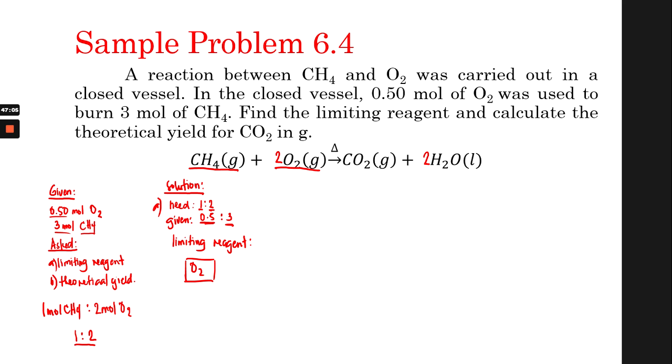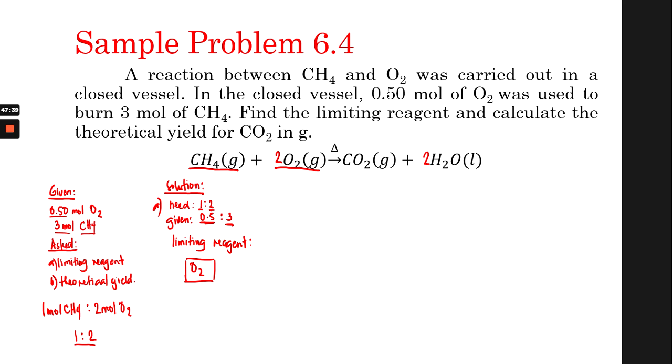What you will notice is you end up having a smaller amount of product for O2, and identifying which one has the smaller amount of product tells you which is your limiting reagent. If you use 0.5 moles and solve for the total product it will give you, it will show you that your limiting reagent is O2. So I hope that is clear. It's basically what we did previously.